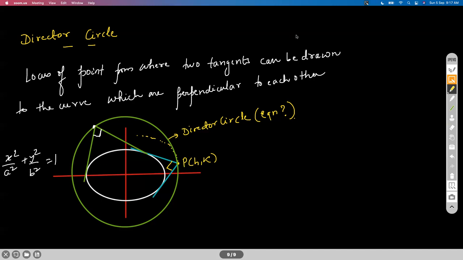Okay, should we discuss it? All right, so let us say this slope is M, and it is passing through H, K. So you can write down the equation of the tangent to be this. Or in short, Y is equal to MX plus K minus MH.